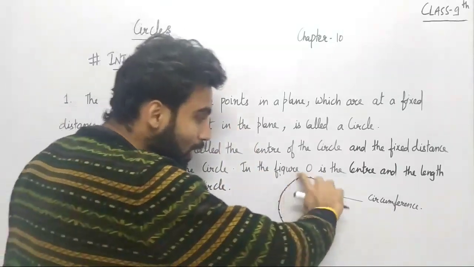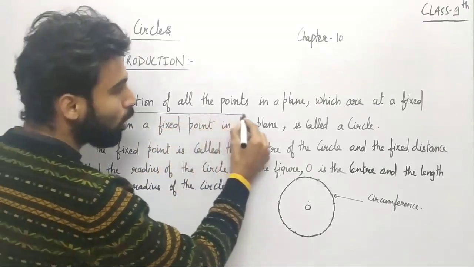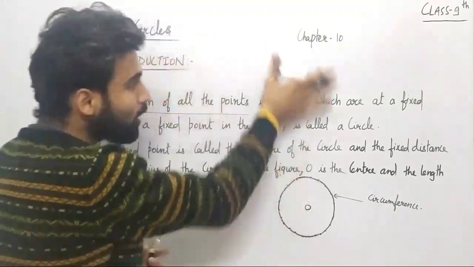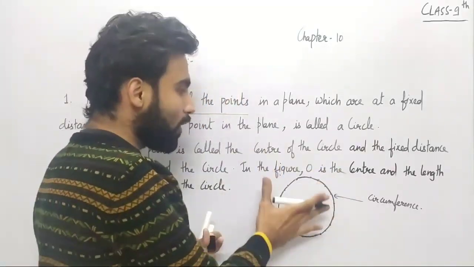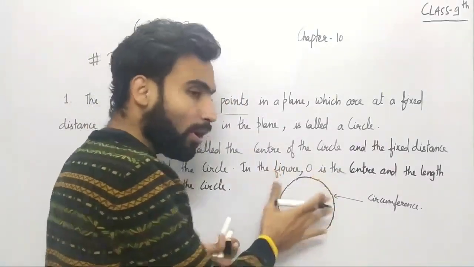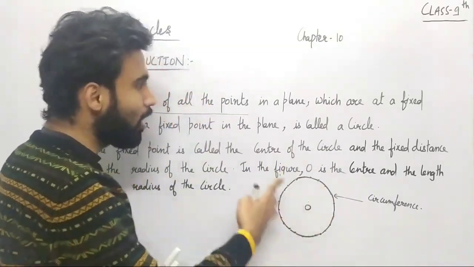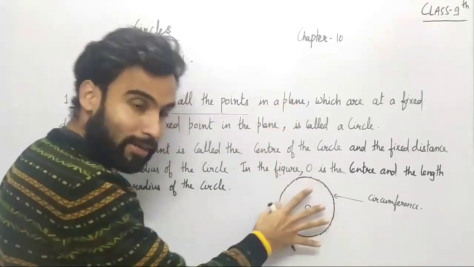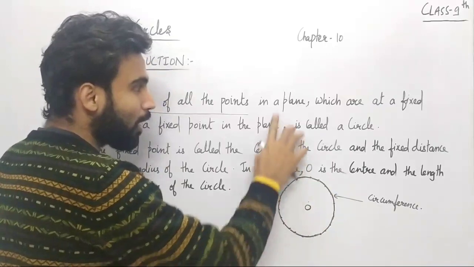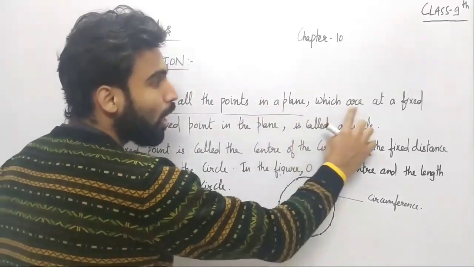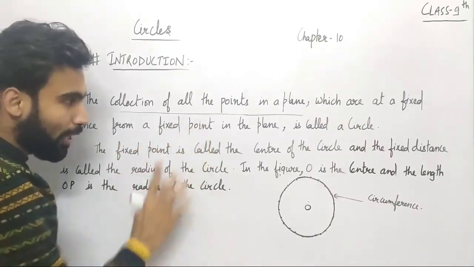Here is the collection of all the points in a plane. You can see this whole board is also a plane. This circle is on a plane, right? You can see this is a plane area. So this circle is lying on a plane, and I have told you it is the collection of all the points in a plane which are at a fixed distance from a fixed point in the plane.